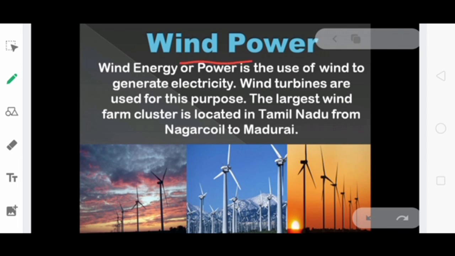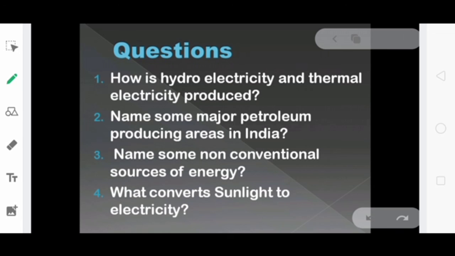Next is wind. Wind energy or power is the use of wind to generate electricity. Wind turbines are used for this purpose. The largest wind farm cluster is located in Tamil Nadu from Nagercoil to Madurai. So in this area we see a lot of windmills which produce electricity. Now that's it for today.